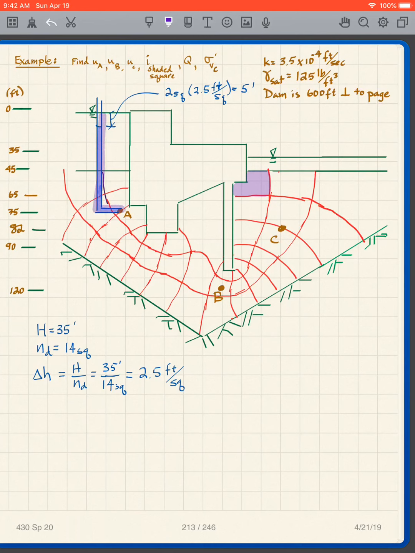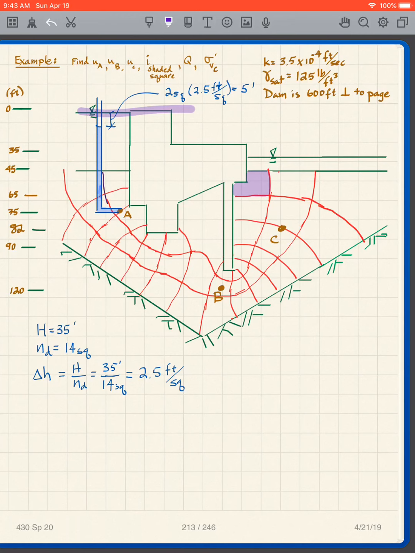I've helped you out a little bit. I drew the piezometer here at A. And what do I note? That to get to point A, the water has passed through 2 squares. So basically I take 2 squares times 2.5 feet per square, and I get a drop of 5 feet. How did I get the 2.5 feet per square? If you look here, I have the water level there. I didn't show it very well. It's supposed to be 35 feet. I'm a little bit off.